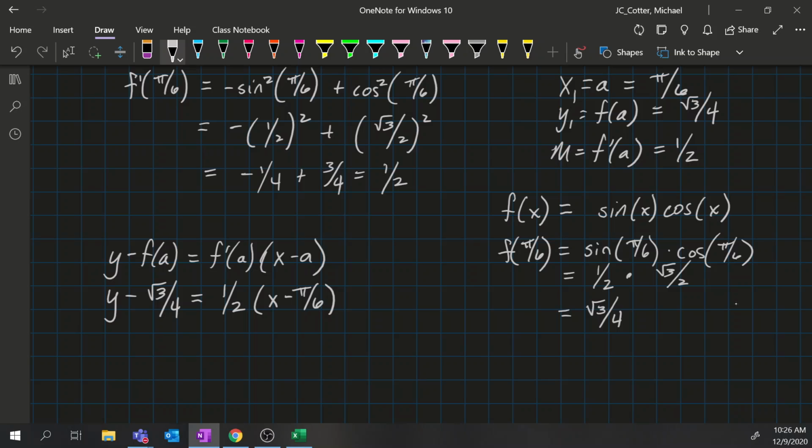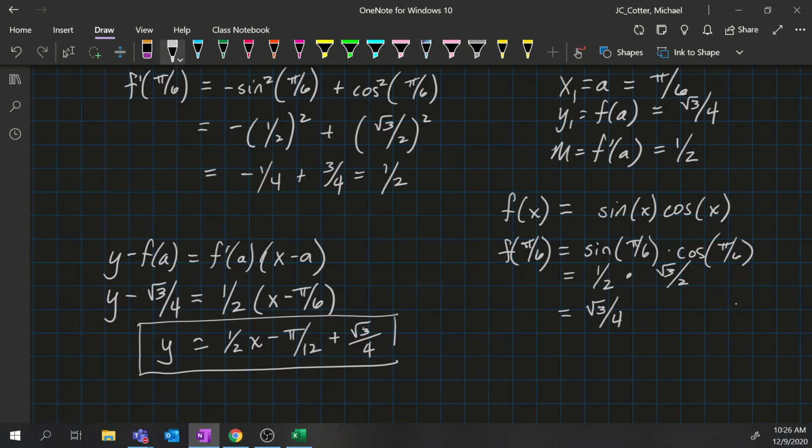Or what you can do is just multiply this out. So 1/2 x minus pi over 12, and then you can add the root 3 over 4 to the other side, equals y, and I would also take that. That's a little nicer looking, but it doesn't really matter.